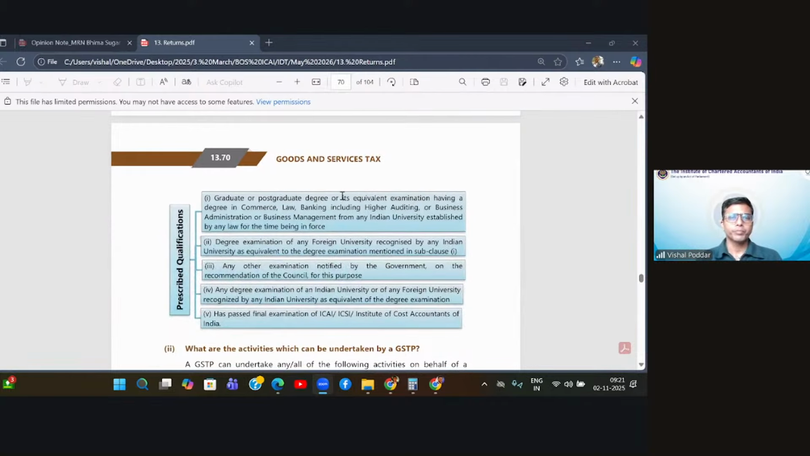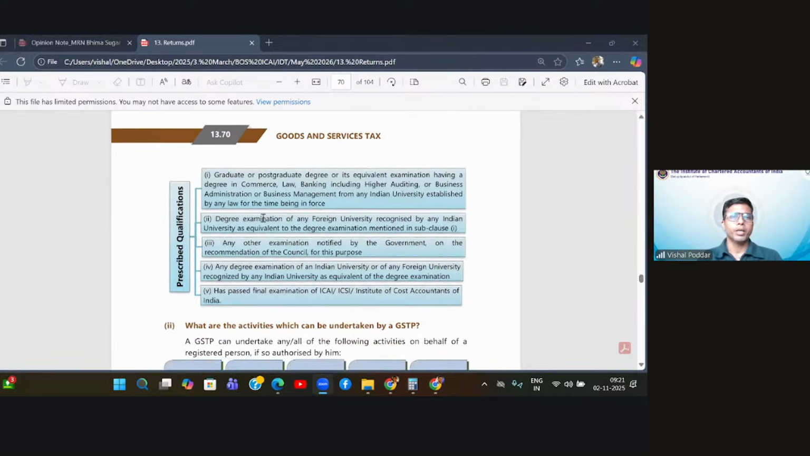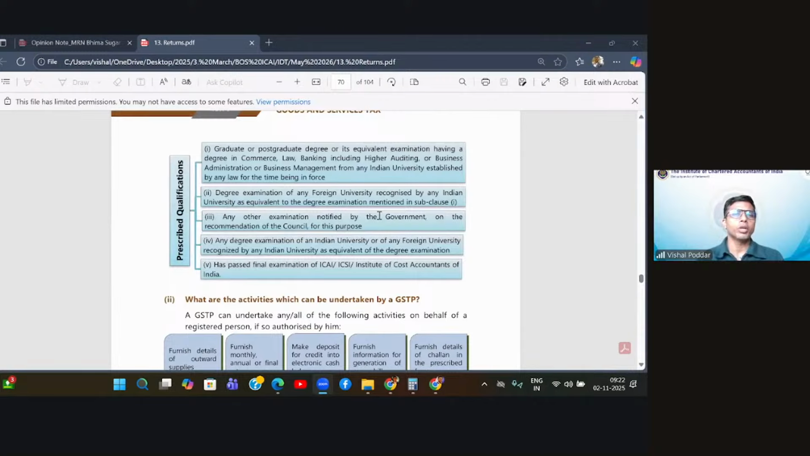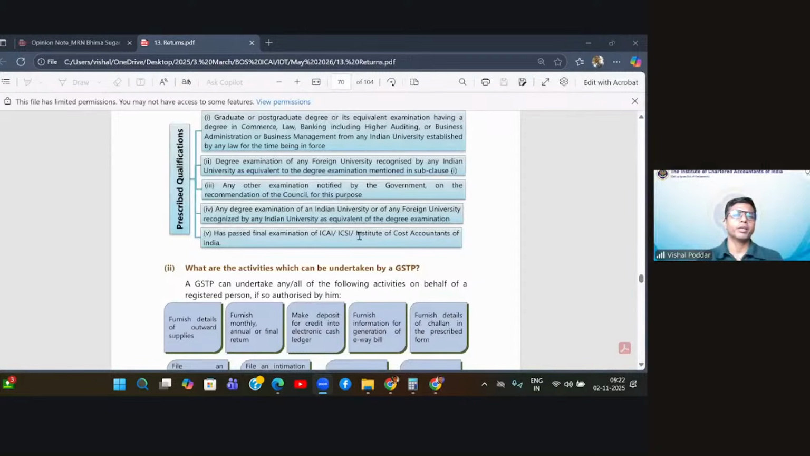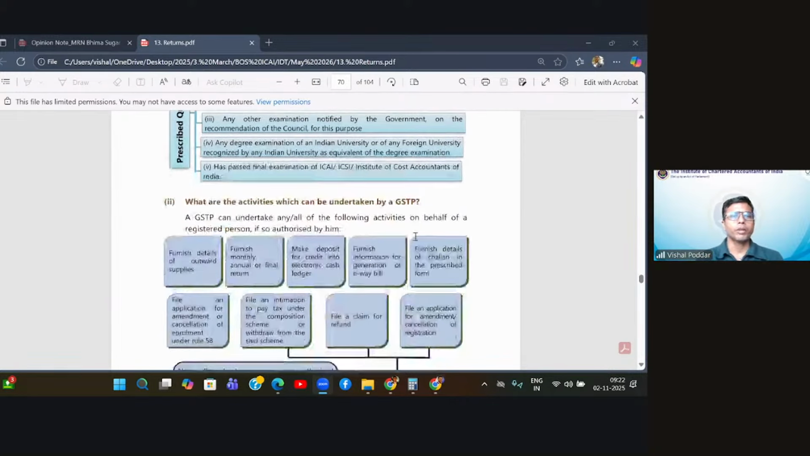What are these? One, a graduate or postgraduate degree or its equivalent examination in commerce, law, etc. A degree examination of a foreign university recognized by an Indian university, or any other examination notified by the government. Now, this examination was earlier notified and conducted for a few years, then it was discontinued because all the other things are anyway satisfied. Any degree examination of an Indian university, a foreign university recognized by an Indian university, or having passed the final exam of CA, CS, or CWA. Now, what are the activities which can be undertaken? Please read.